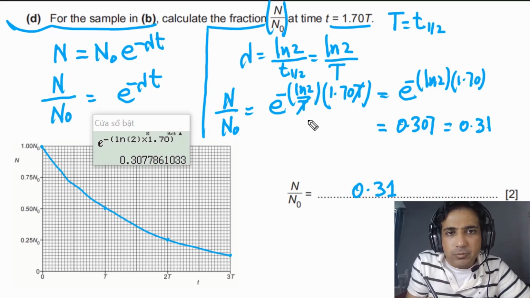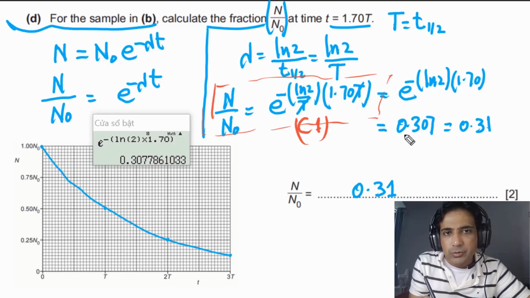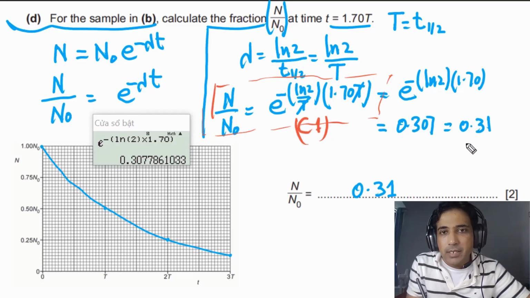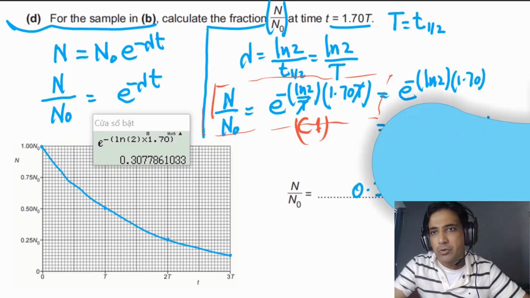This question has 2 marks. The first mark you will get if you have written this step, meaning you have written n over n naught is equal to this. You will get 1 mark and that is the C mark. And the second mark you will get if you have the right value of n over n naught, meaning your answer is correct. This is how these 2 marks will be awarded.